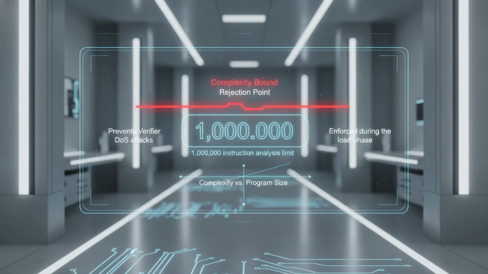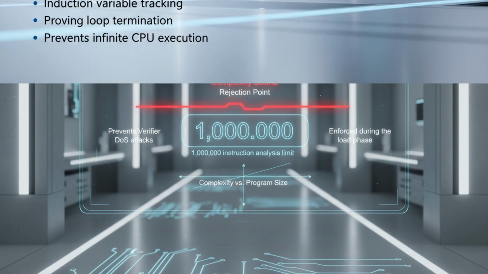To prevent denial of service attacks on the kernel, the verifier enforces a limit on the total number of instructions it will analyze. In modern kernels, this limit is typically 1 million instructions. This isn't just the size of the code, but the total number of instructions the verifier processes across all simulated paths. This bound ensures that the verifier itself doesn't hang the system or consume too much CPU time during the loading phase. Programs that exceed this 1 million instruction complexity bound are rejected, forcing developers to simplify their logic for the sake of kernel stability.